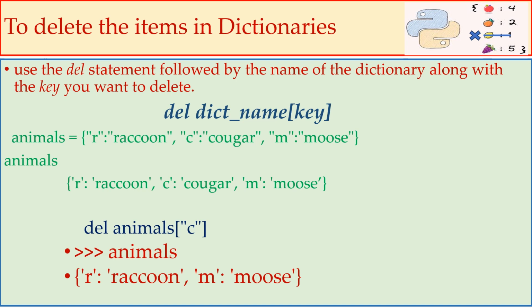So we'll see how we can delete the items in the dictionary. Once you maintain it in the dictionary, if you want to delete an item, we can make use of the del statement. We have to specify the name of the dictionary along with the key. So here we have defined a dictionary with three animal names, and the second animal name has been deleted by specifying the key, which is C.